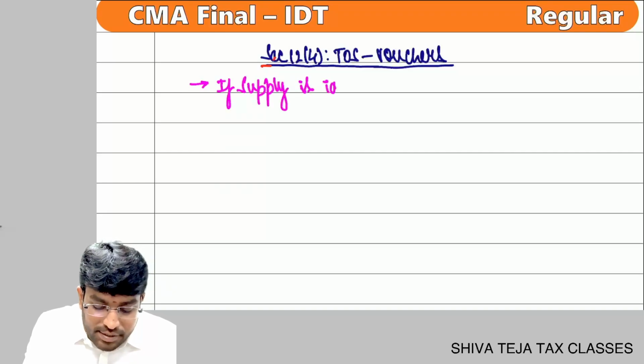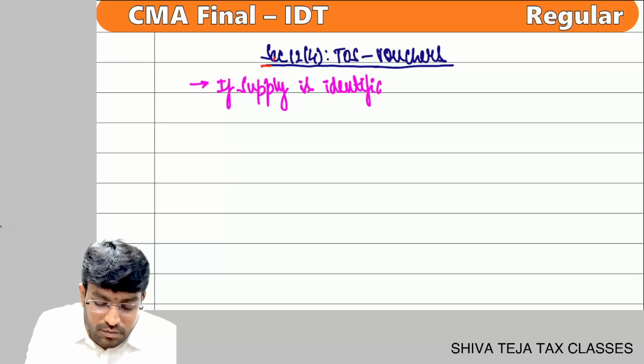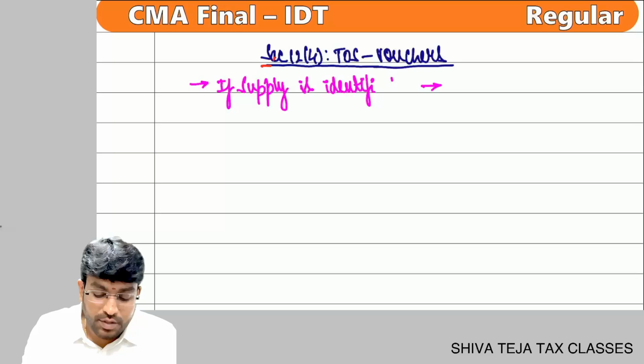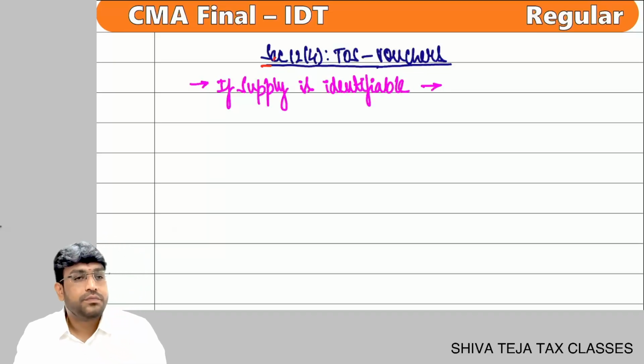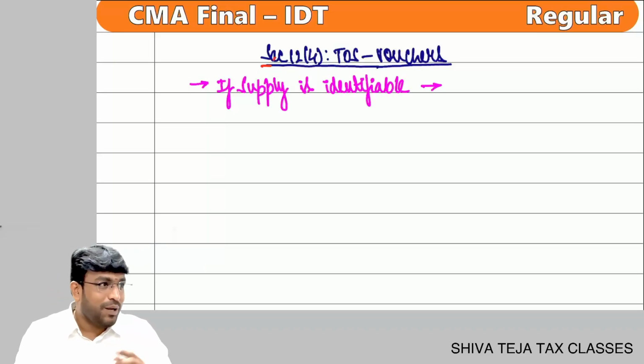If supply is identifiable. Supply is what, sir? Identifiable. That means we know very clearly what is the purpose of that voucher. So for example, if you get one shirt voucher, what you can buy with that is only shirt. But let us say you got one DMart voucher. You can go and buy any item there. No? You can go and buy any item.